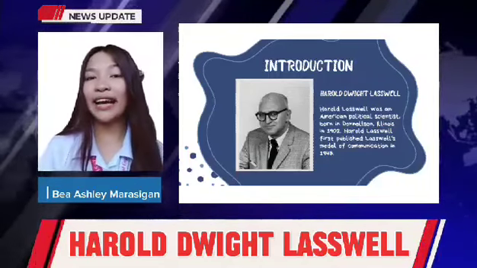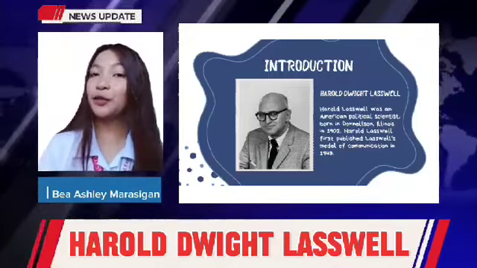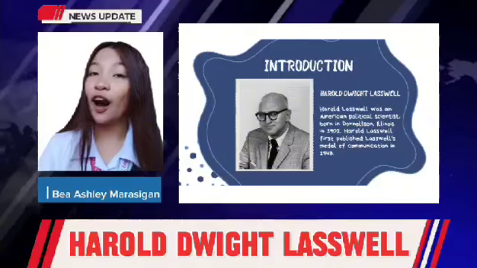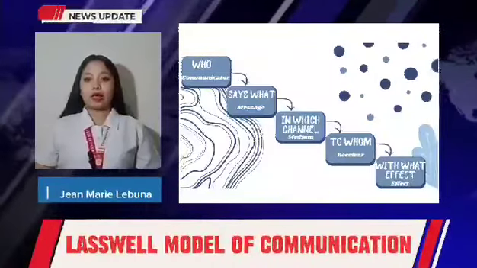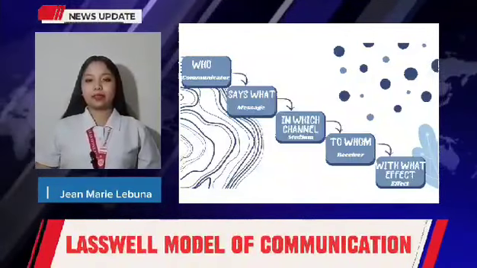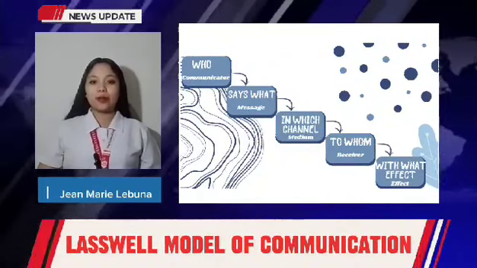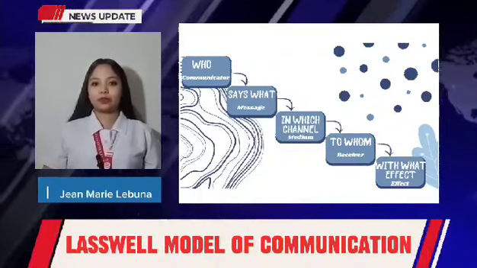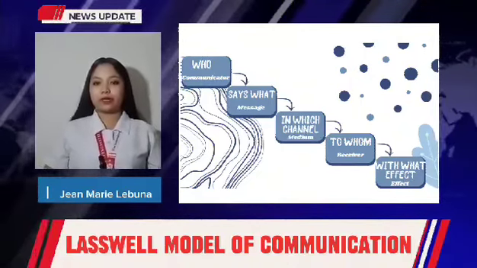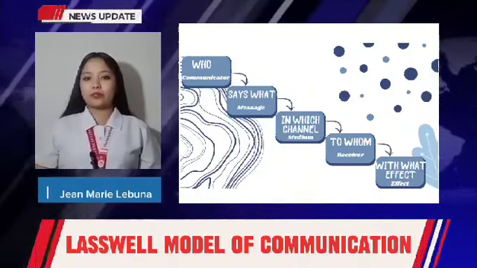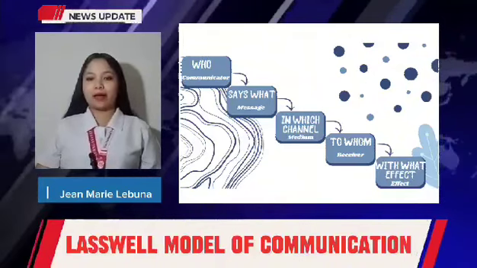When we say propaganda, it means spreading biased information, ideas, and rumors to help or harm an institution or a person. The model consists of 5 essential elements, each representing a critical aspect of communication. First, who. This element addresses the question of the sender or the source of the communication. It delves into the identity, motives, and attributes of the communicator. Understanding who is transmitting the message is crucial for interpreting its significance and potential impact.